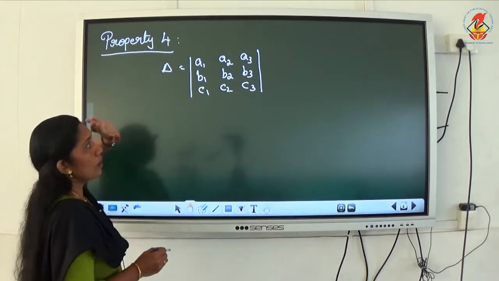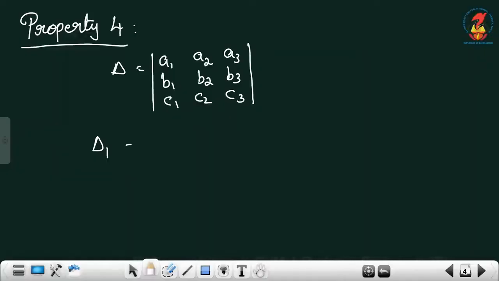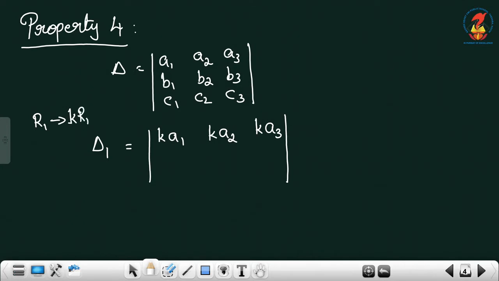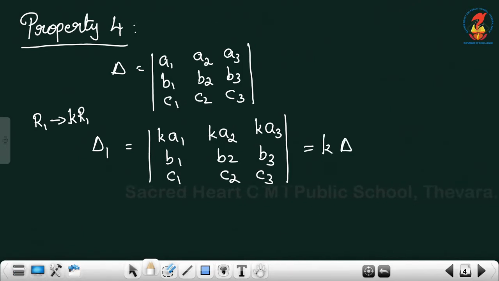So let delta be equal to this determinant, delta 1. Let delta 1 be equal to k into a1, k into a2, k into a3, that is R1. R1 implies k R1, multiply R1 by the constant k. Then next is B1, B2, B3. Next is C1, C2, C3. So the property says this is equal to k times delta.